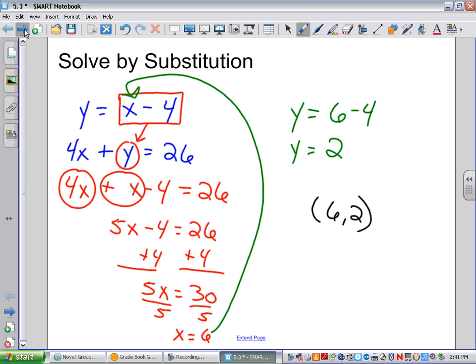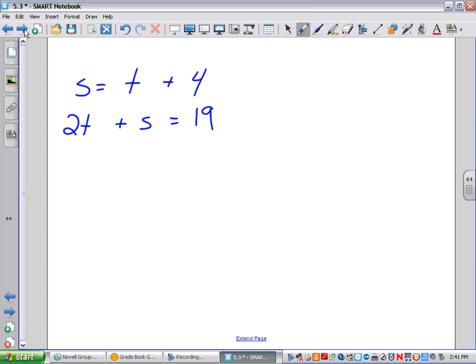Let's try the second one. This one says s equals t plus 4, and then 2t plus s is 19. I'm going to take what s equals, which is t plus 4, and replace it, substitute it in for the other s. So rewriting this bottom equation, 2t plus, instead of s, I'm going to write t plus 4 equals 19.